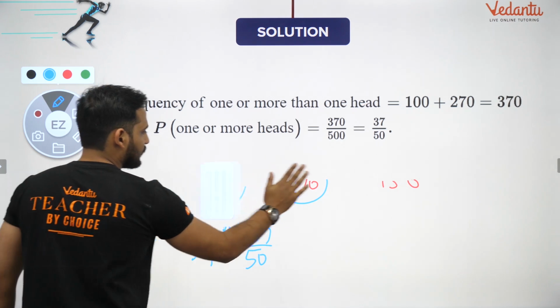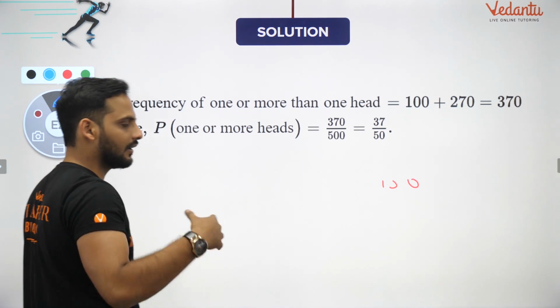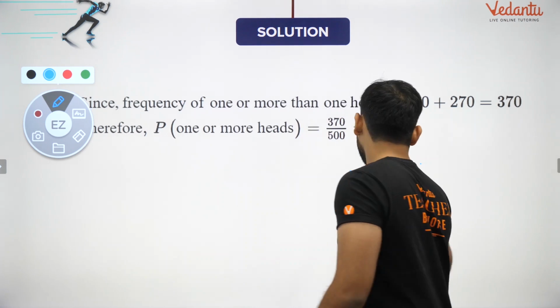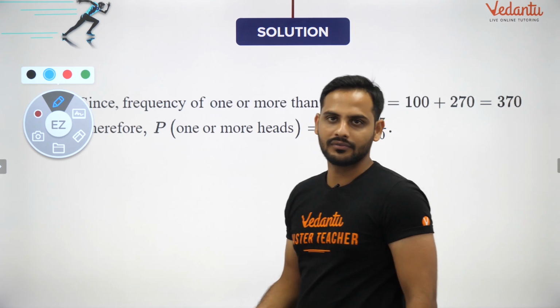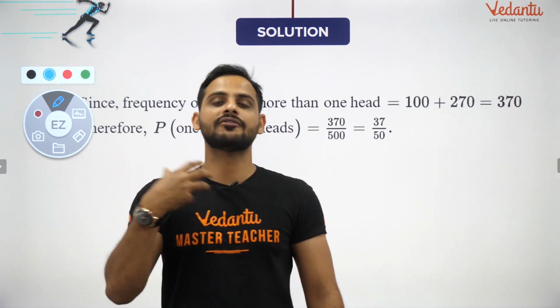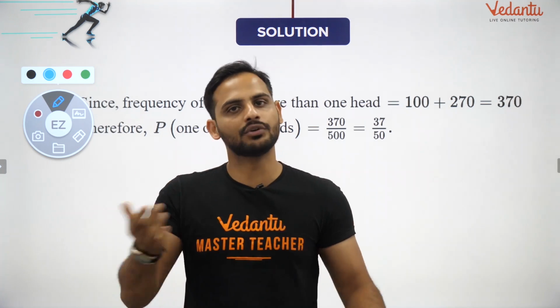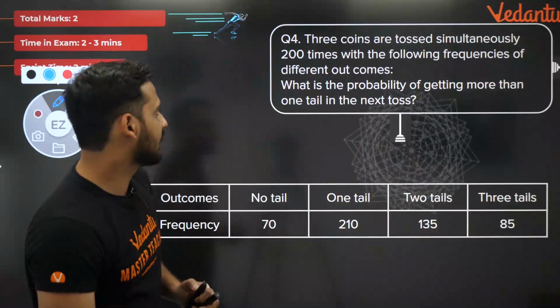So in the same way, children, the probability formula is very easy: favorable outcomes upon total outcomes. Whatever values are in favor of the given event, divided by the total of whatever is happening. Let's move to the next question.